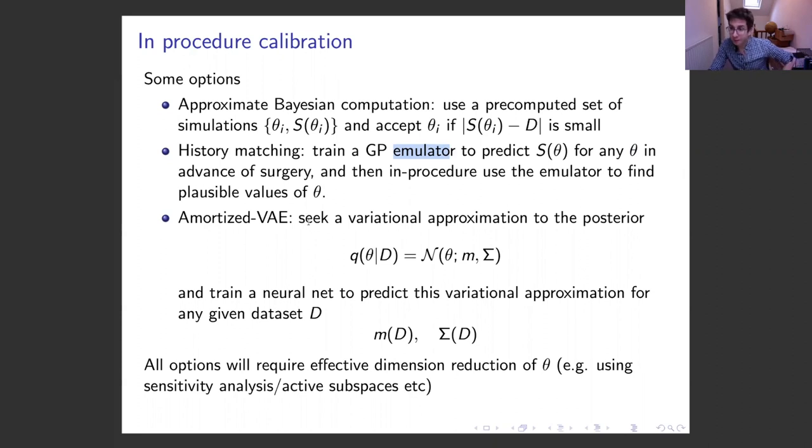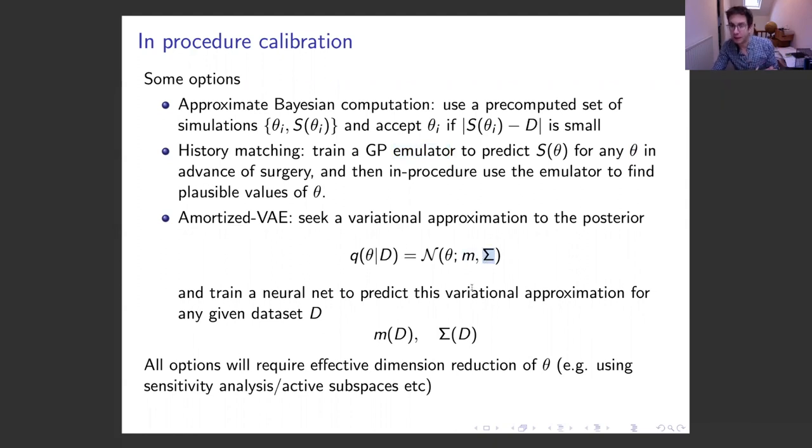The final approach, and the most exciting, I think, but the most challenging, is using these variational autoencoders, if there's anyone from machine learning here, VAEs. Okay. So there, the idea is to try and get a variational approximation to our posterior. So we're going to approximate it by a Gaussian with some mean M and some variance sigma. Okay.